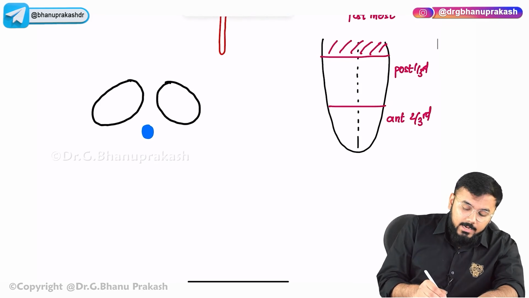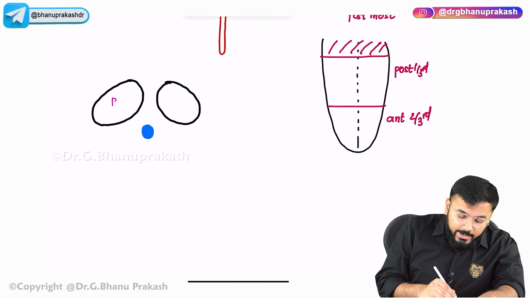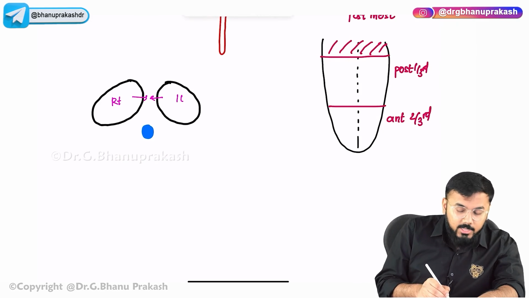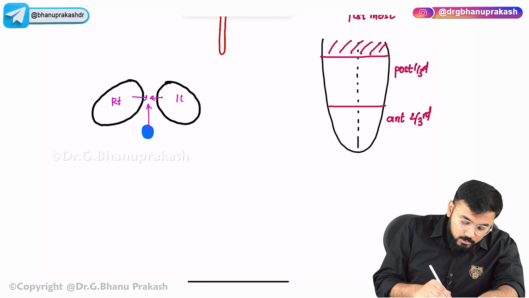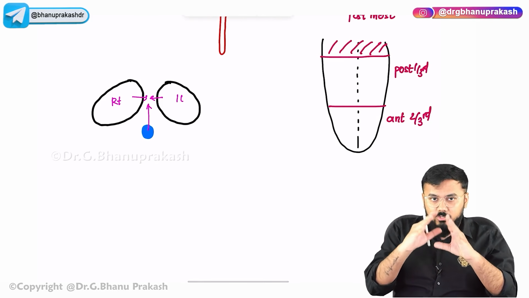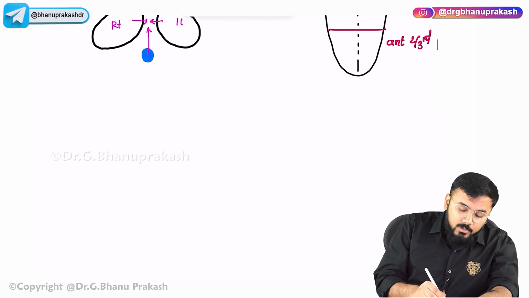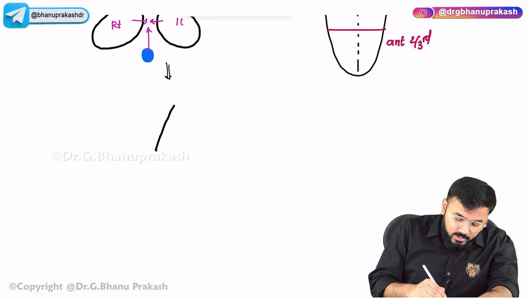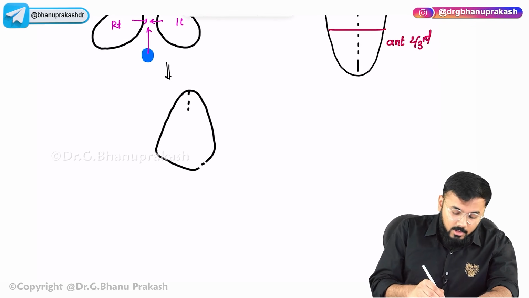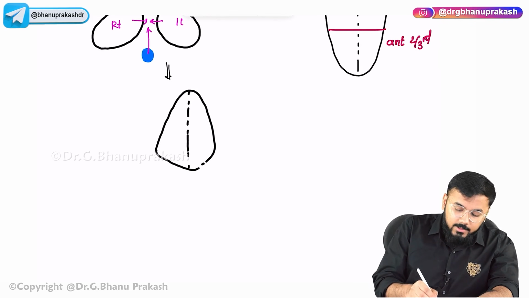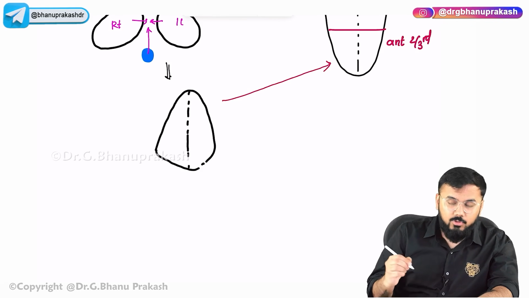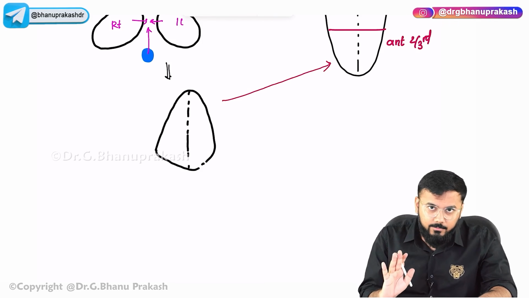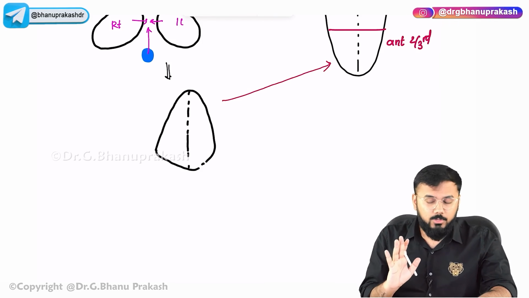What will happen is that the lingual swelling on the right and the lingual swelling on the left fuse with each other, along with this body also. So all these three things together will fuse with each other. When all these three fuse, they result in the formation of this particular structure. What is this structure? This is nothing but your anterior 2/3 of the tongue. What is it forming? Anterior 2/3 of your tongue.